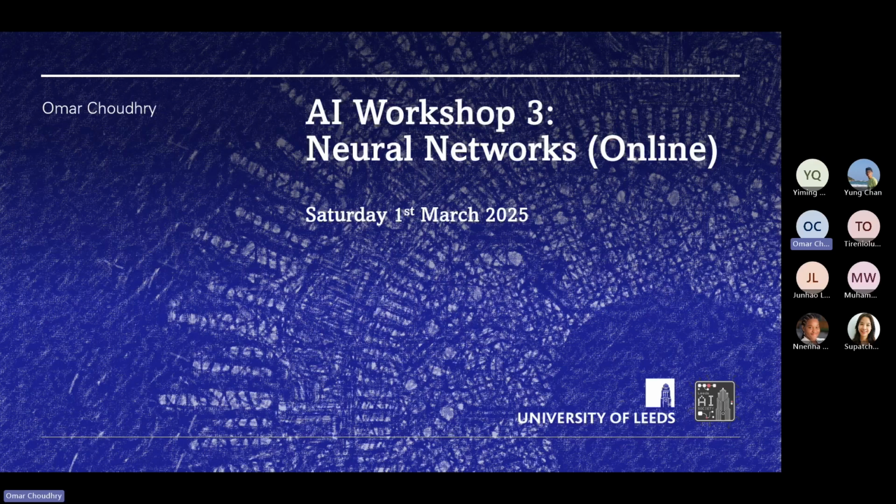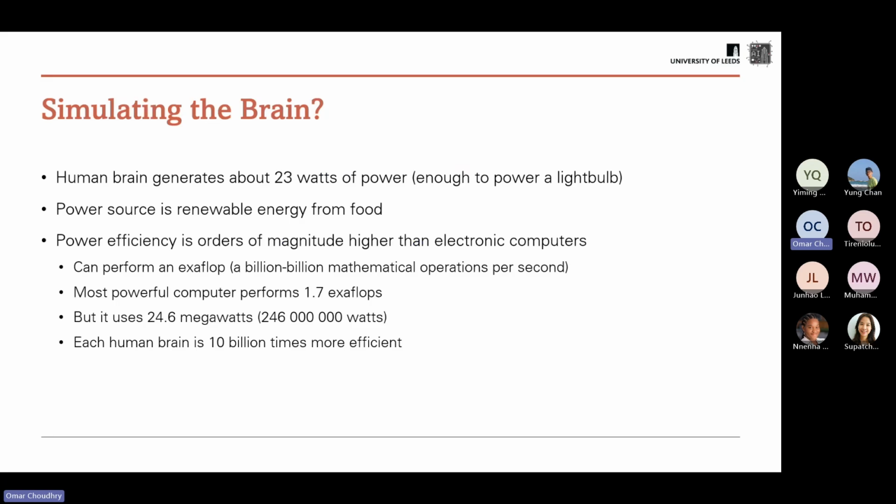So in the PowerPoint, I had listed just a couple of these potential things to consider. Let me just skip to here. The whole purpose of building these artificial neural networks is that we could simulate the brain. And the problem is that, well, the human brain is really, really efficient.